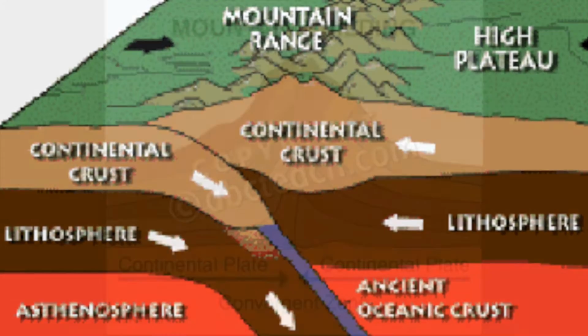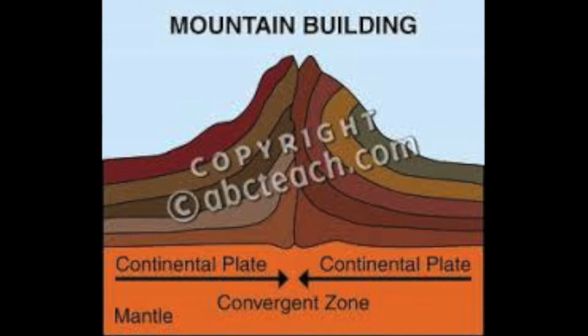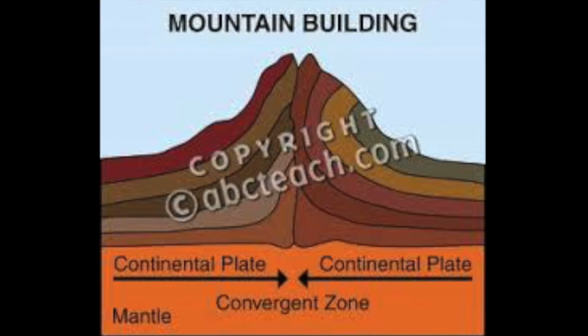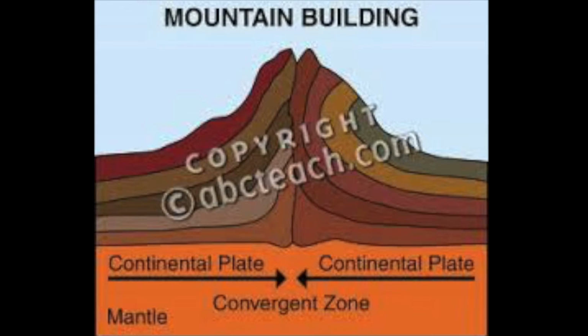We also have convergent zones, and that's where two continental plates meet and converge. And when they do this, this is how we form mountains. They converge and push together with nowhere to go, so they move upward.